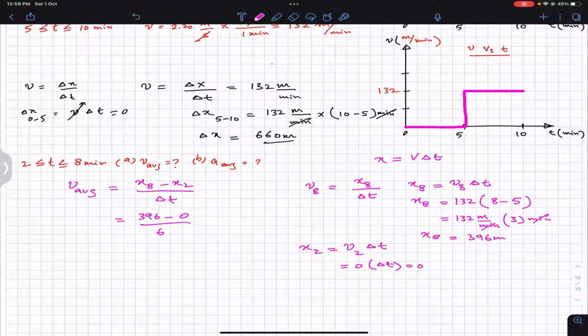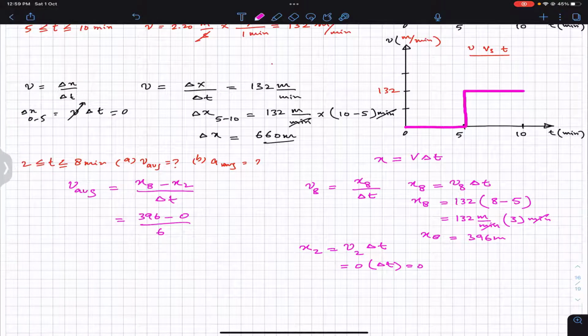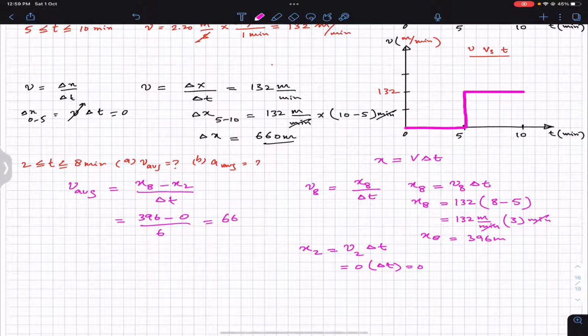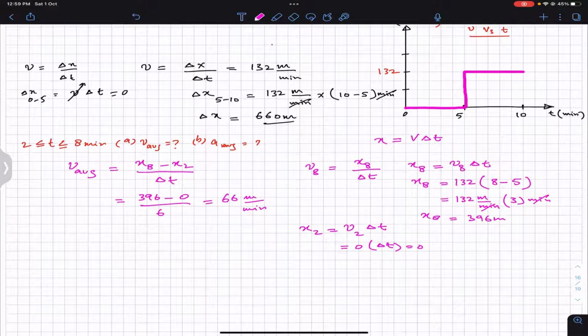But as we know, this 396 is in meters and this is in minutes, right? So 396 divided by 6 gives us 66. So this average velocity will be 66 and its units will be meter per minute, remember. If we were asked to find the average velocity in meter per second, then we would be required to change this into meter per second. But here in the problem statement we are not required to.